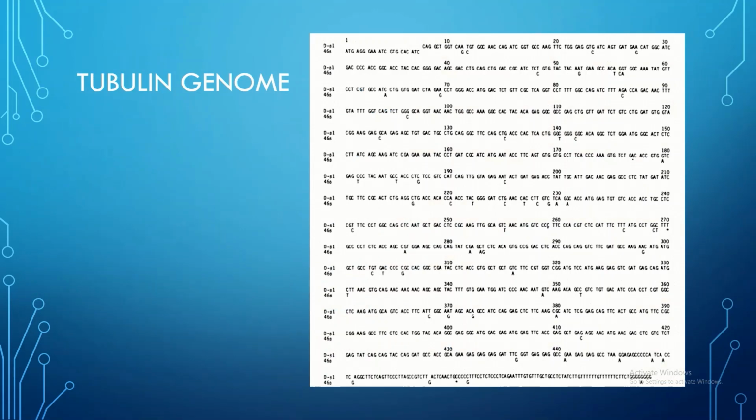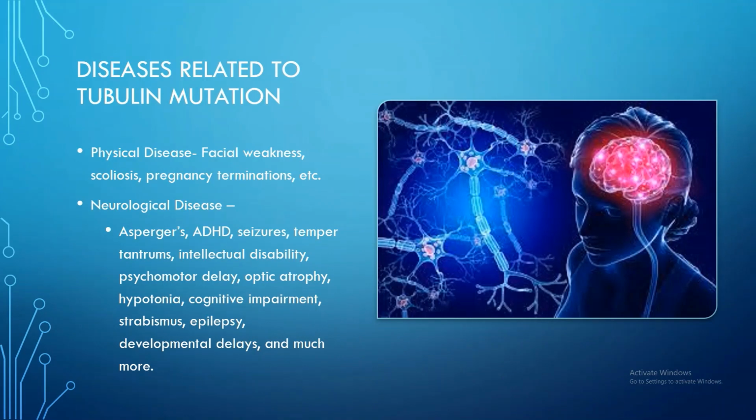Here we're looking at the genome of tubulin. This is a very long, complex genome, and in this image it is compared to a pseudogene, and we can see that there are some major differences throughout the whole thing. All the asterisks are going to indicate deletions. On the topic of deletions, we move to mutation. Diseases related to tubulin mutation generally are going to be neurological, and that is because tubulin, beta tubulin in particular, makes up such a large portion of the neurons in our brains.